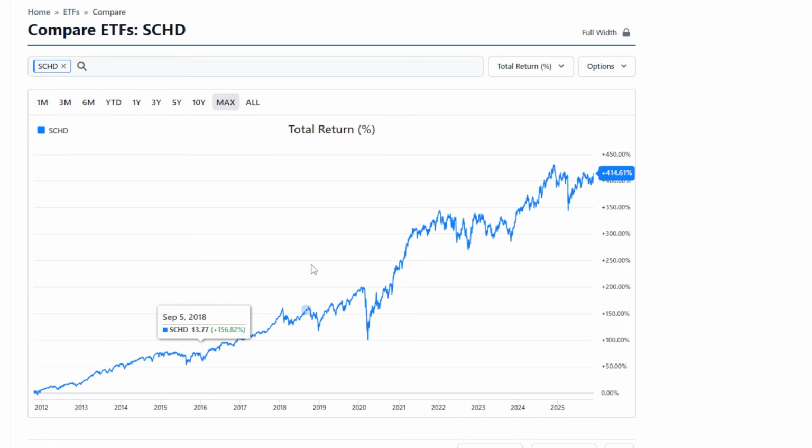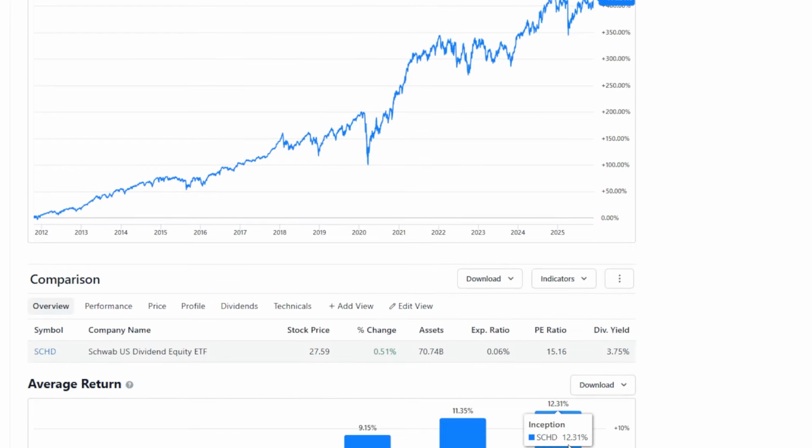Now, again, a lot of investors have been criticizing this ETF like crazy as of recent because of its lack of performance. It's really cliche to say to them, but you really do have to zoom out. This ETF has performed very well over the max time frame, offering investors around a 414% total return and around 12.5% per year on average.